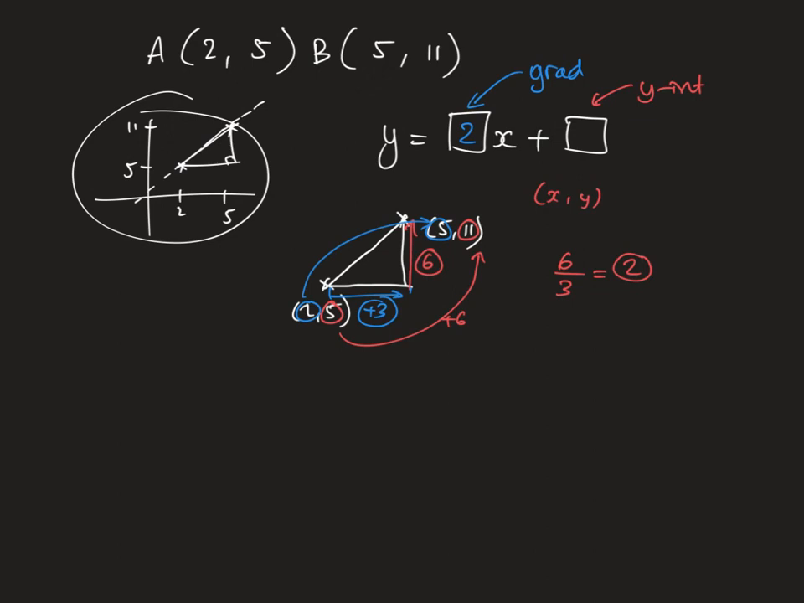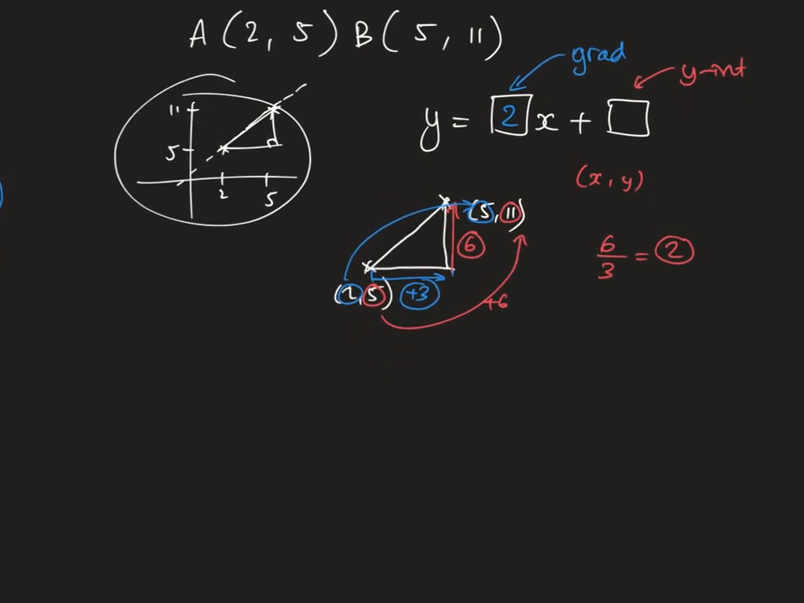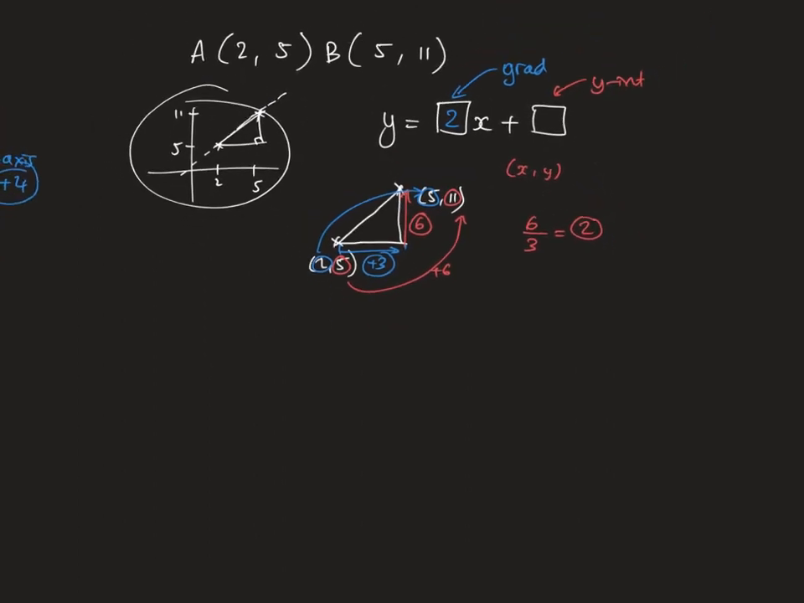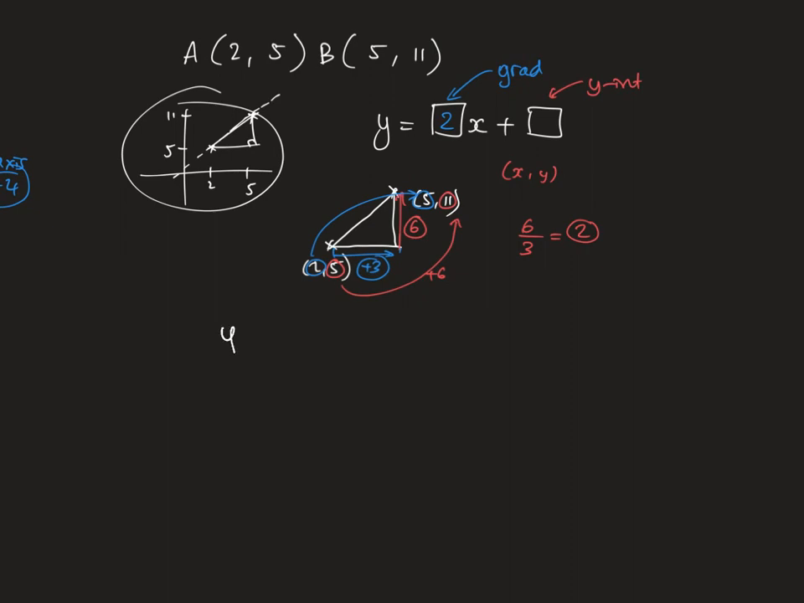I'll do one more example after this anyway. But how do we find our y-intercept? Well, we now have an equation. Okay, we actually do have an equation. We've got y equals 2x plus c. We don't know what our y-intercept is, but we do have c.